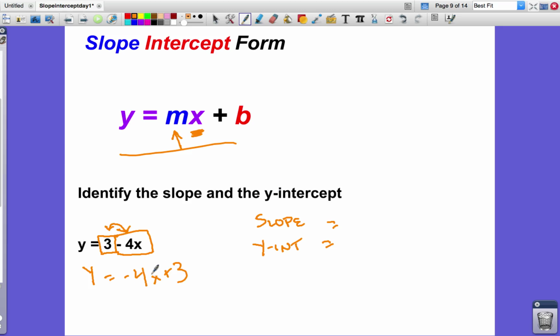And it makes it a little bit easier for me to see that the number being multiplied by x is my slope, which is -4. So slope equals -4. My y-intercept is the number that's being added on the end. So my y-intercept is +3.